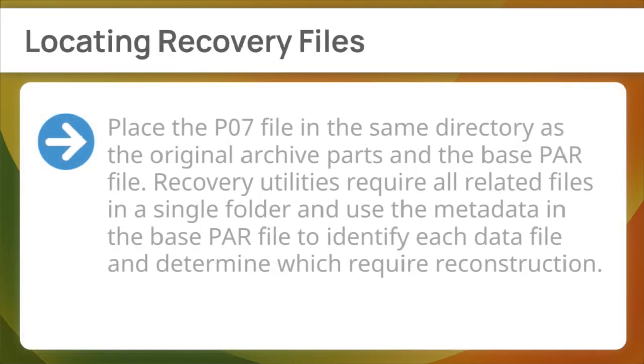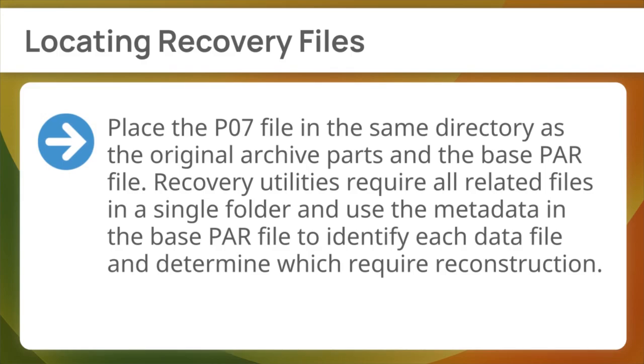First, locating recovery files. Place the P07 file in the same directory as the original archive parts and the base PAR file. Recovery utilities require all related files in a single folder and use the metadata in the base PAR file to identify each data file and determine which require reconstruction.